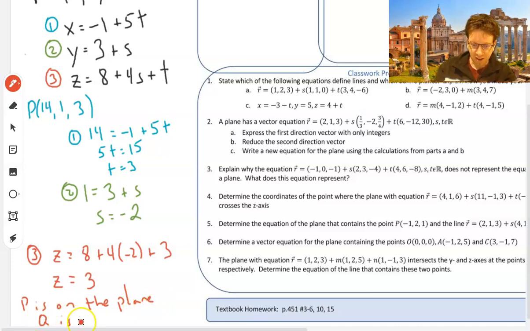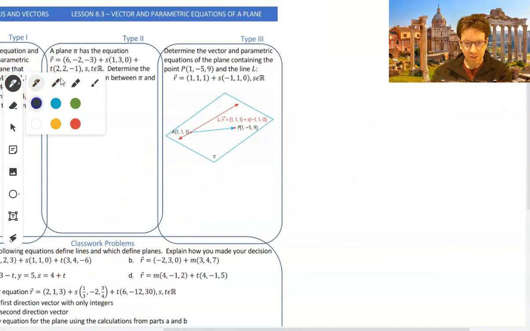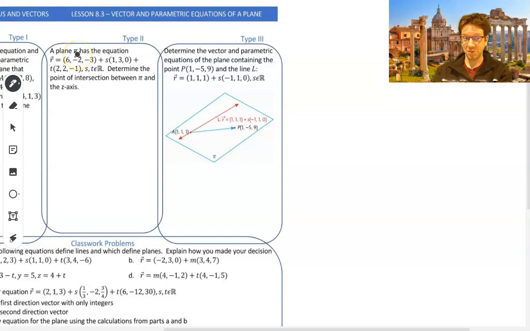Q is not. Okay. Now example 2 says a plane pi. So we usually use the symbol pi to represent a certain plane, just like when we did lines, we gave the line a capital L. So we have some plane pi with this equation. Determine the point of intersection between that plane and the z-axis. So I want to know where the z-axis actually goes through the plane. What is that coordinate?